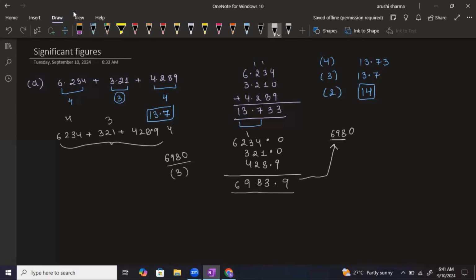So this is how you need to do it in every case, whether it is addition, subtraction, or anything specifically. And in the case of multiplication and division also we do the same thing. So I hope you got it. Yeah, I got it. Okay.